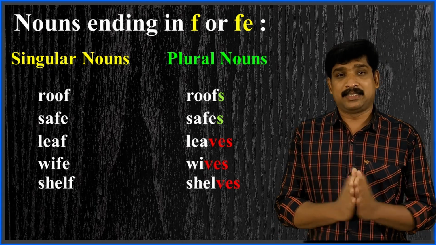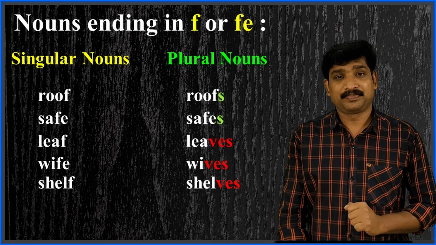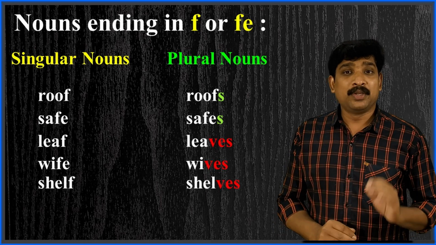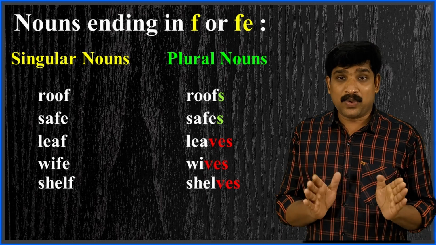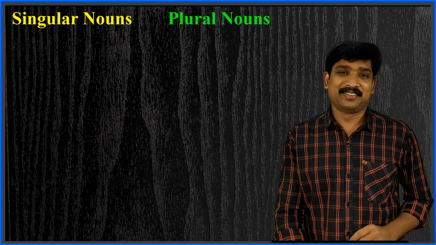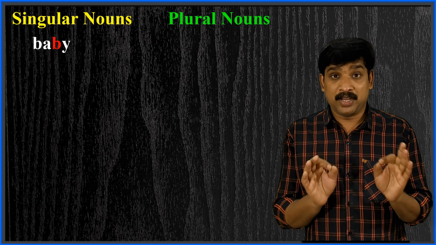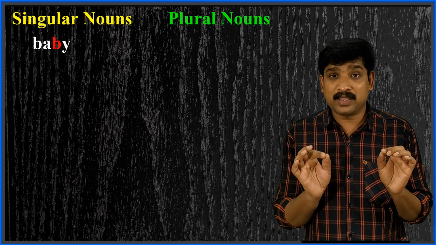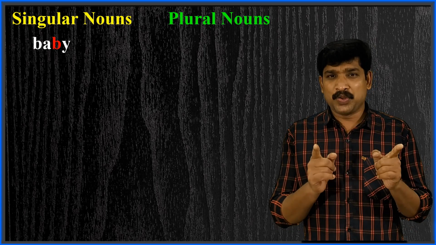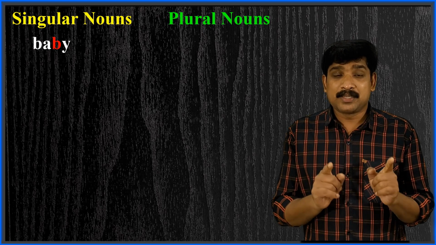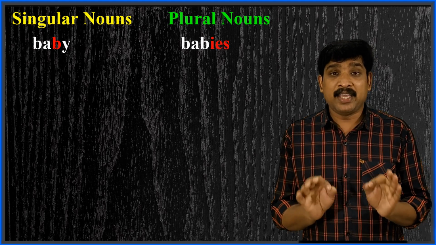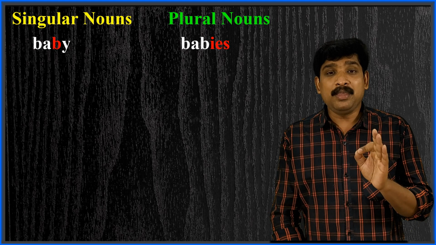Let's move on to practice now. Let's practice together. I'm going to give you a singular noun and I want you to try and find out the plural form of the singular noun. Okay? Let us give it a try. The first word is baby. Baby. Don't forget it ends with a consonant Y. Do you remember the rule? It's babies with IES. Baby, babies.